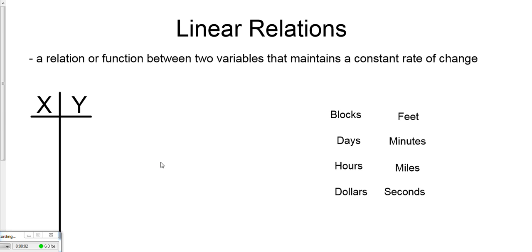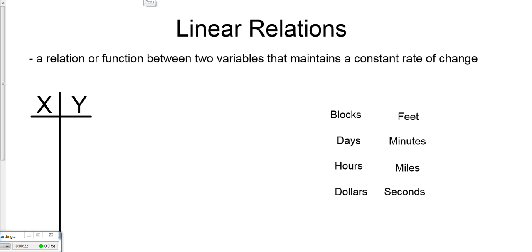All right, we're on week 3. We're going to go over a little bit more on linear relations. Remember, a linear relation is any relation or function between two variables that maintains a constant rate of change. Now, the important thing here is that it's a rate of change. It's not that every single change is the exact same. It's that the rate is always the same.